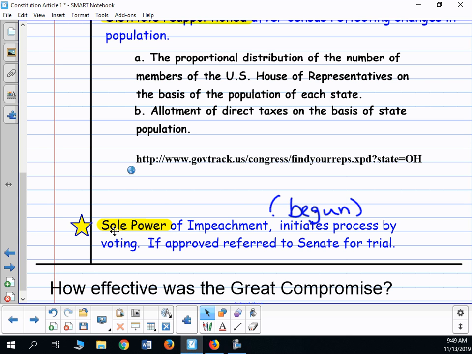The sole power of impeachment initiates the process by voting. If approved, referred to Senate for a trial. So what that's saying is, and we right now are dealing with this issue with President Trump and the House of Representatives, are they going to vote for impeachment? They are the ones who decide if the president should be impeached. Now, that is just the beginning of the process. The Senate will take the next part. We'll look at that next in Section 3.